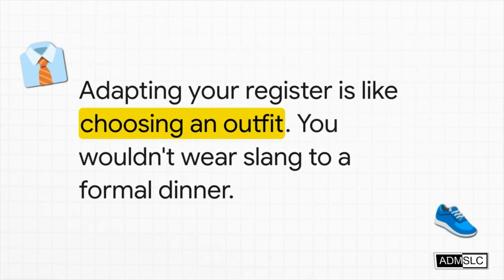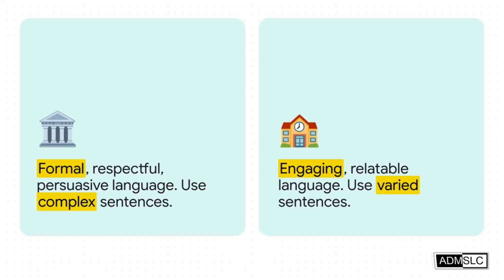Let me put it this way. Choosing your register is like choosing an outfit. If you were invited to a fancy dinner with a government minister, you wouldn't rock up in ripped jeans and start using slang, would you? Your writing needs to be dressed for the occasion, and the audience tells you exactly what that occasion is. And this just shows the massive difference it makes. Writing to the minister, your language is formal, your sentences are complex, your tone is super respectful. Writing for your school magazine, you can be way more direct, more relatable, maybe even crack a joke. It could be the same topic, but a completely different execution, all because the audience changed.